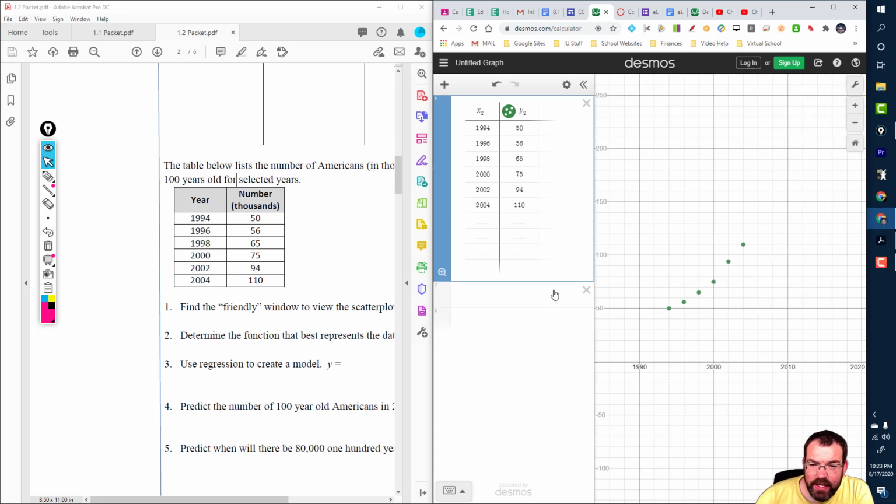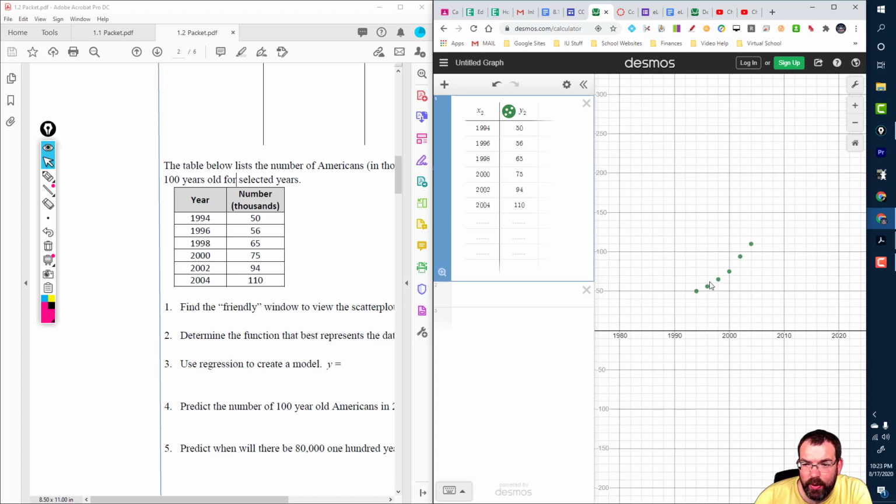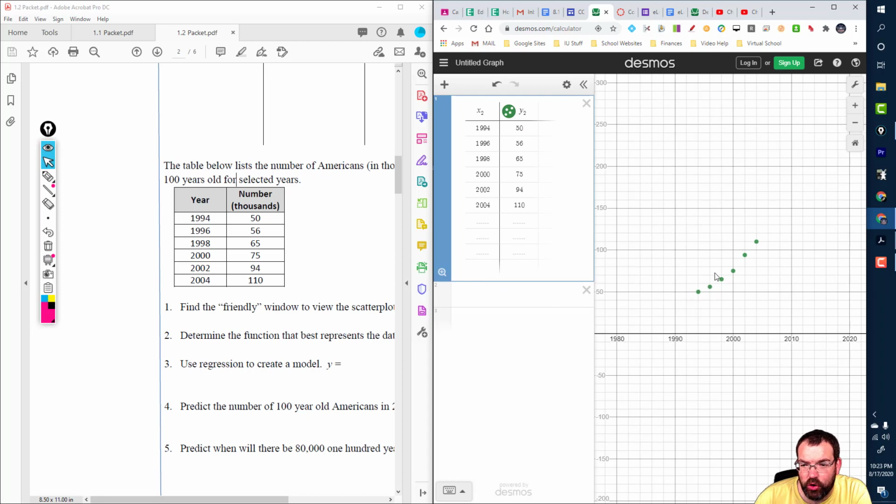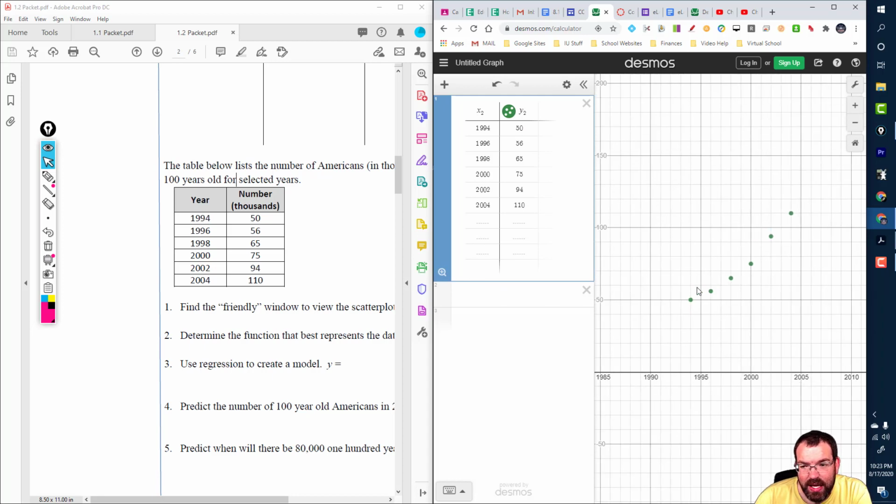Now, what I did, as I zoomed out a little bit, we can see that it has some sort of curve to it. It looks like it's got a curve. It doesn't look like a straight line. It looks like it's about to curve a little bit, so I'm going to call this a quadratic.